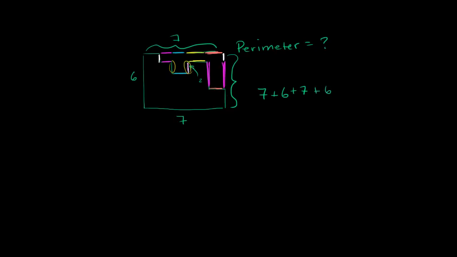And then finally, I have this 2 right here that I haven't counted before. This 2 plus this 2 plus this 2. And then we have our perimeter. So what does this give us? 7 plus 6 is 13, plus 7 is 20, plus 6 is 26, plus 4 more is equal to 30. And we're done.